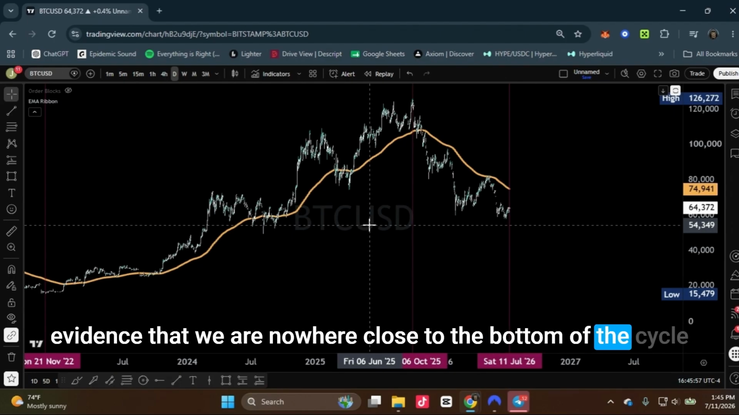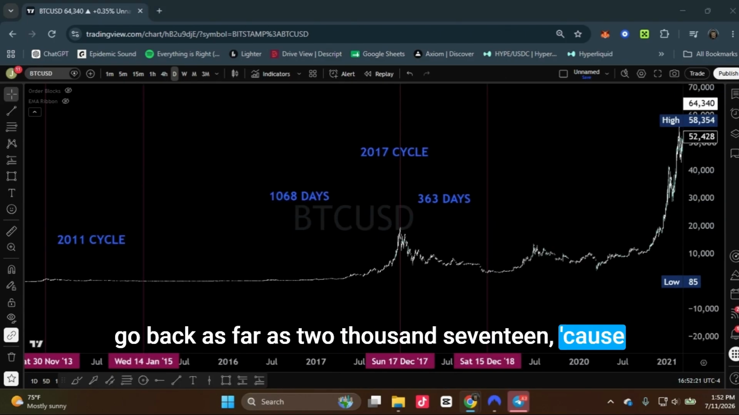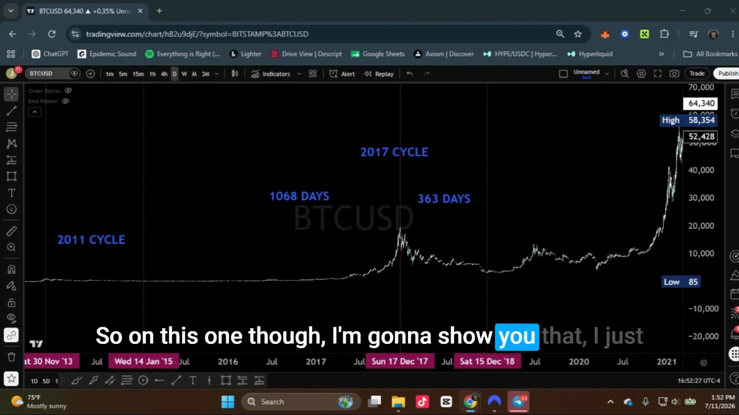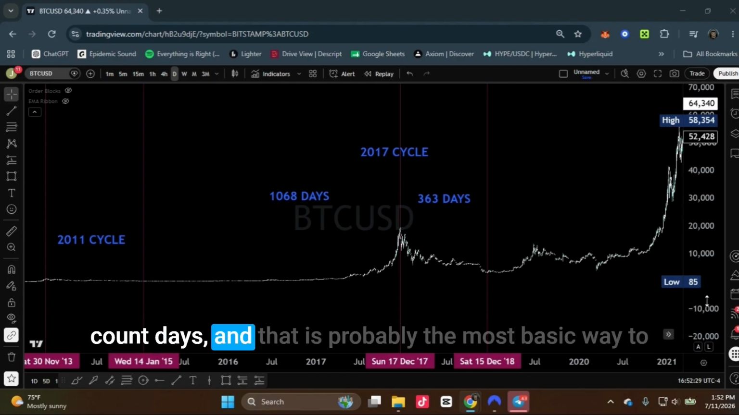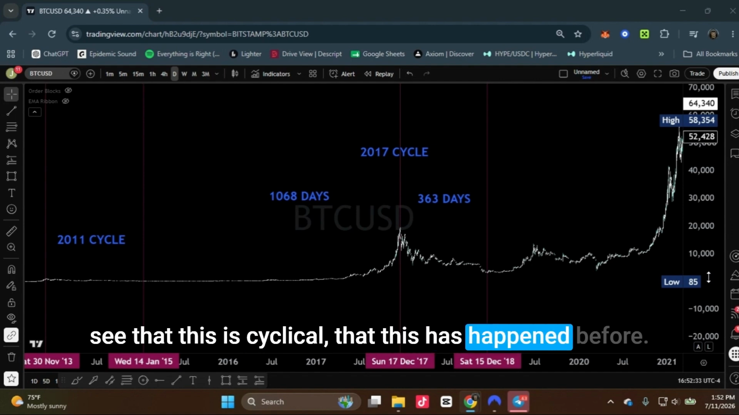Let's do one more, and this is probably the most damning evidence that we are nowhere close to the bottom of the cycle. To show you this piece of evidence, I'm only gonna go back as far as 2017 because there's not enough back data for the prior cycle. So on this one though, I'm gonna show you that just counting days is probably the most basic way to see that this is cyclical, that this has happened before.